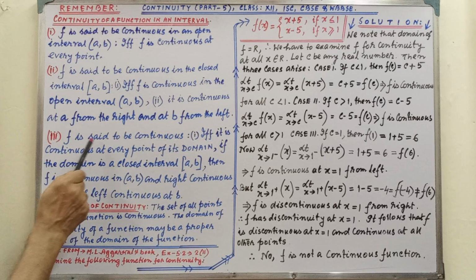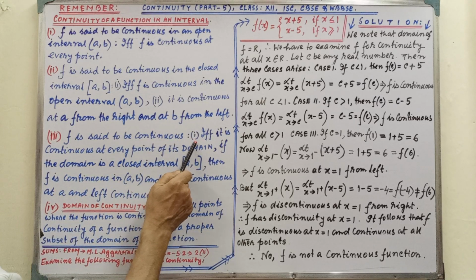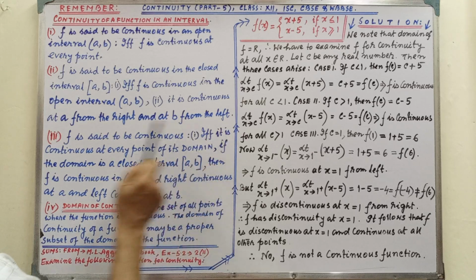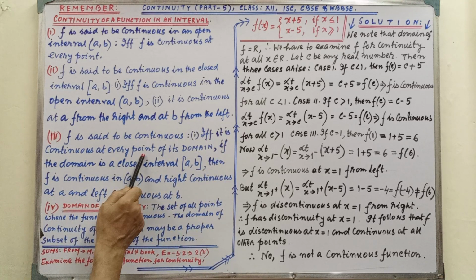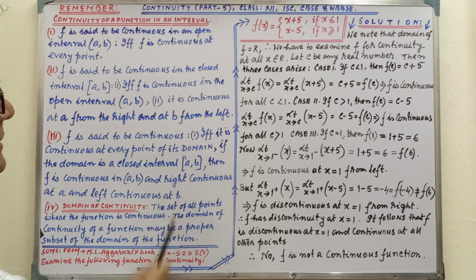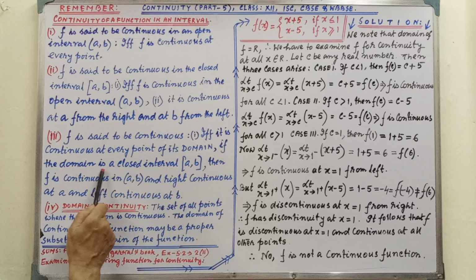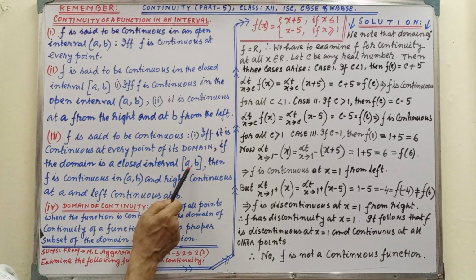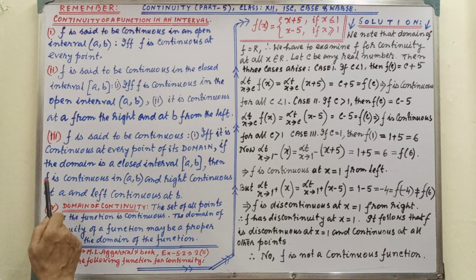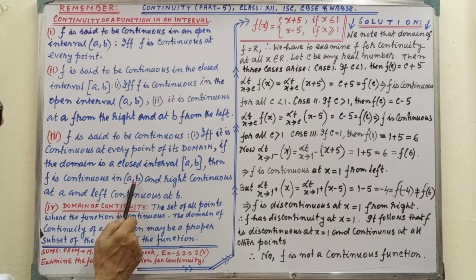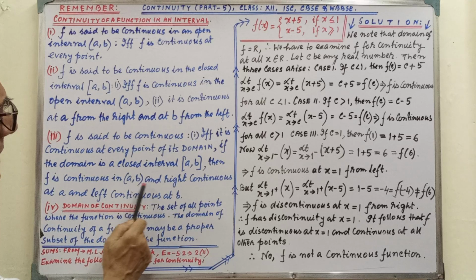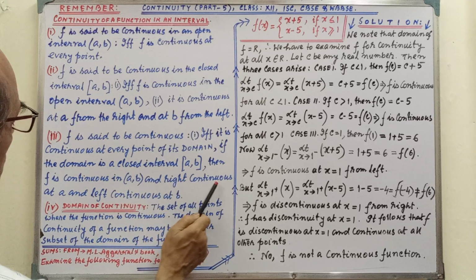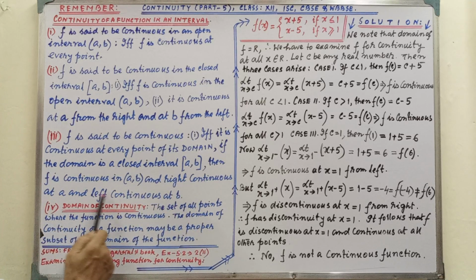Part 3: f is said to be continuous if and only if it is continuous at every point of its domain, and if the domain is a closed interval, that is [a, b], then f is continuous in the open interval (a, b), right continuous at a and left continuous at b.